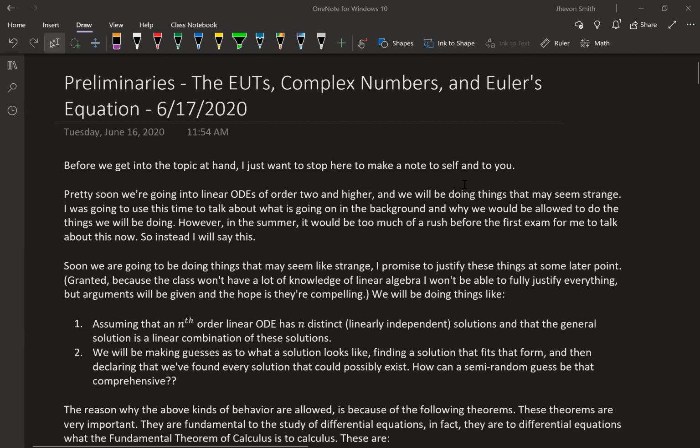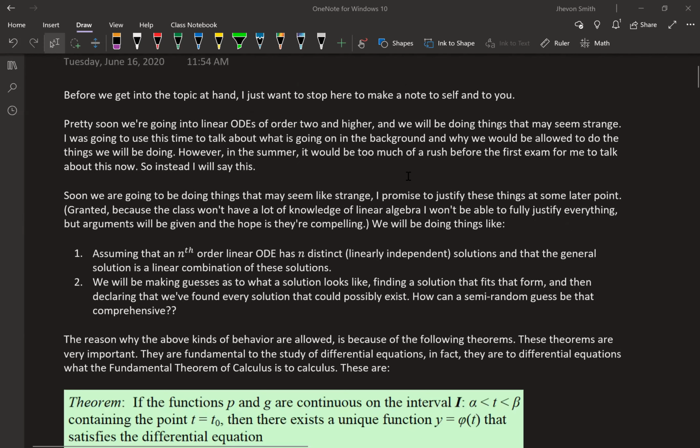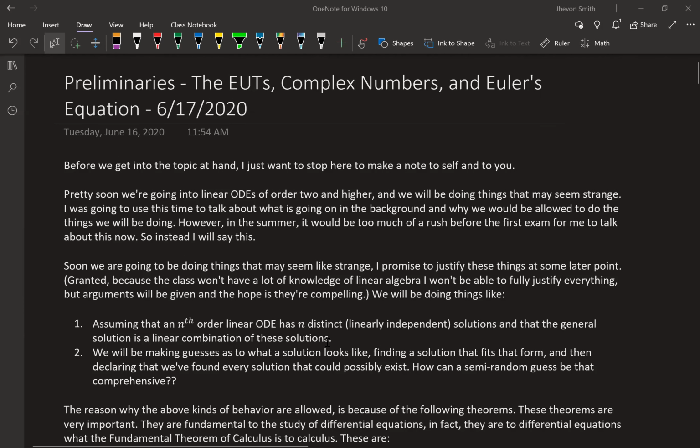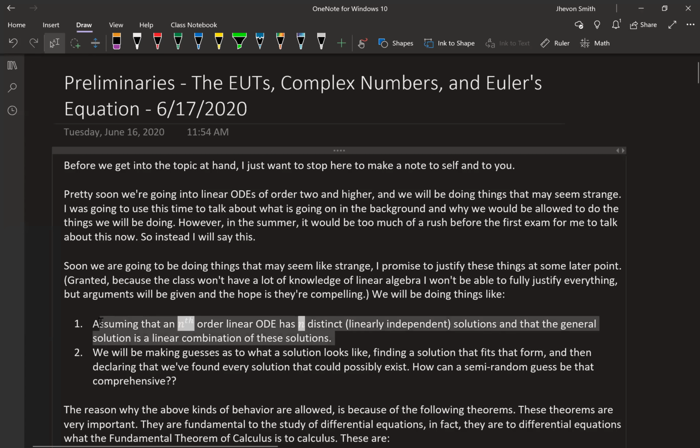However, moving forward for a while, we're going to be doing things that to some students might seem strange. So I just want to meet it head on and just say, it's okay that we can do this. I will explain later. Okay, so we are going to be doing things like assuming an nth order linear ODE has n distinct linearly independent solutions, and the general solution is a linear combination of these solutions. So I'm going to talk about things like that. You're going to see me addressing things like that pretty soon.